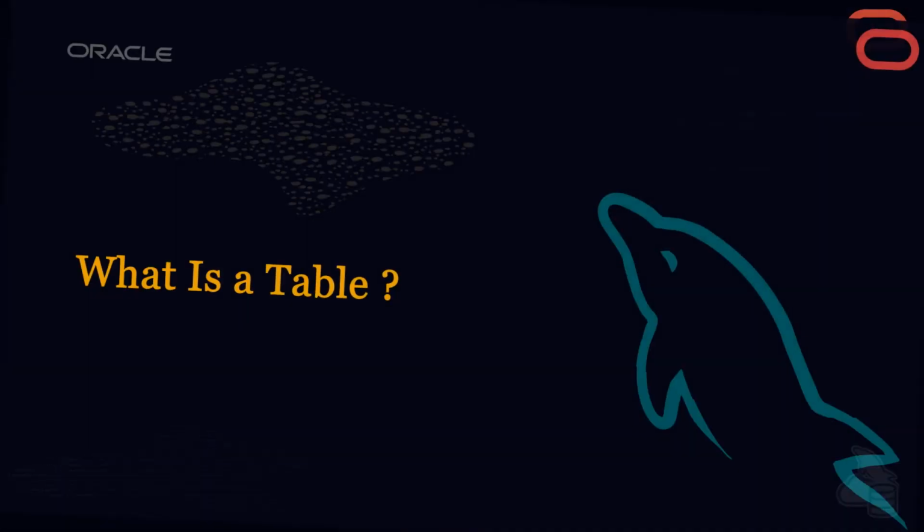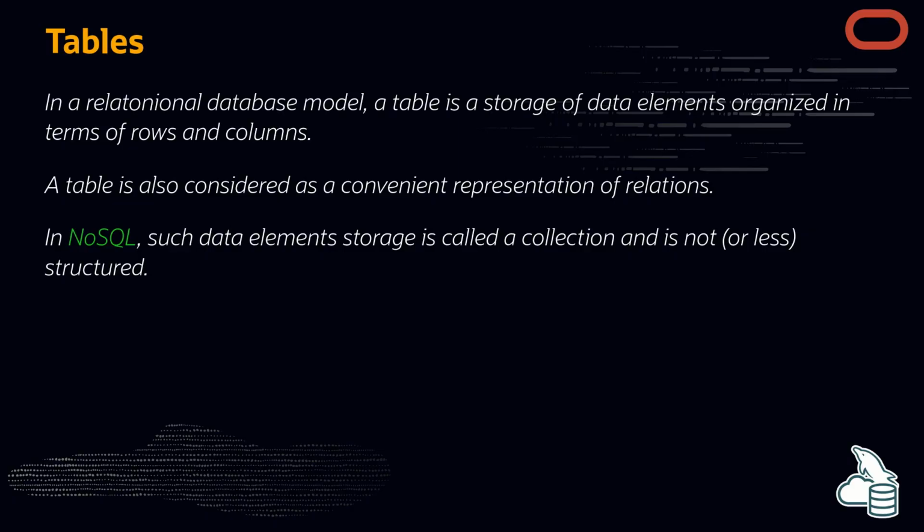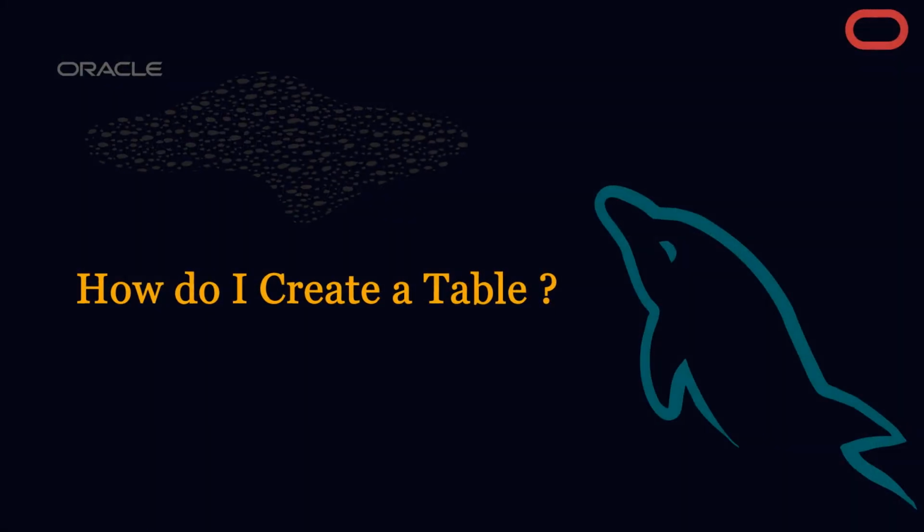Today it's about tables. In MySQL or in a relational database, what is a table? In a relational database model, a table is a storage of data elements organized in terms of rows and columns, and these tables are of course in a schema. A table is also considered as a convenient representation of relations. We will see that another time. In NoSQL, such data element storage is also called a collection. So how do I create a table in MySQL?